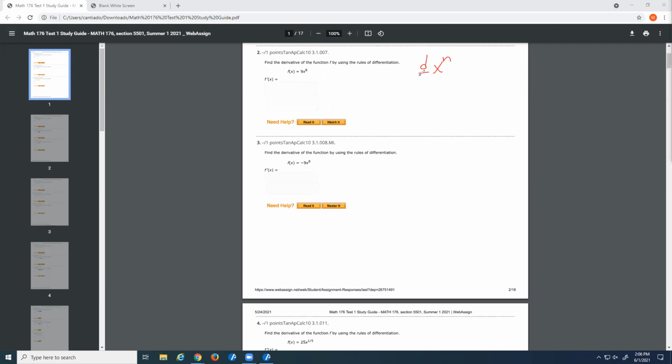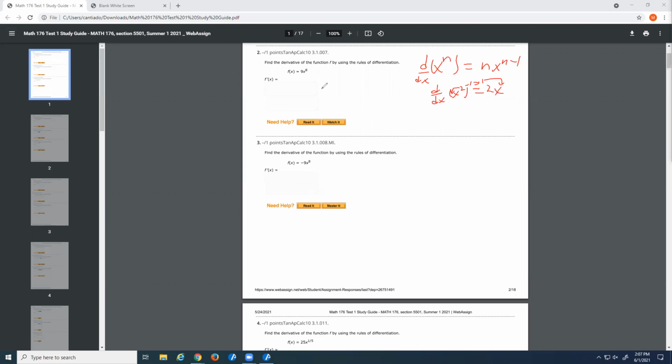and we want to do d by dx of this, this is going to end up being n times x to the n minus 1. An example of this would be, if we wanted to differentiate x squared, that would just be 2x. The exponent comes down, and then you subtract 1, and that becomes your new exponent over here.